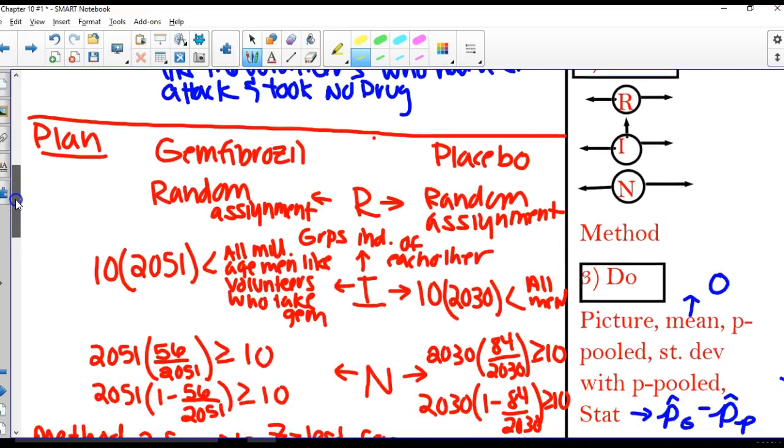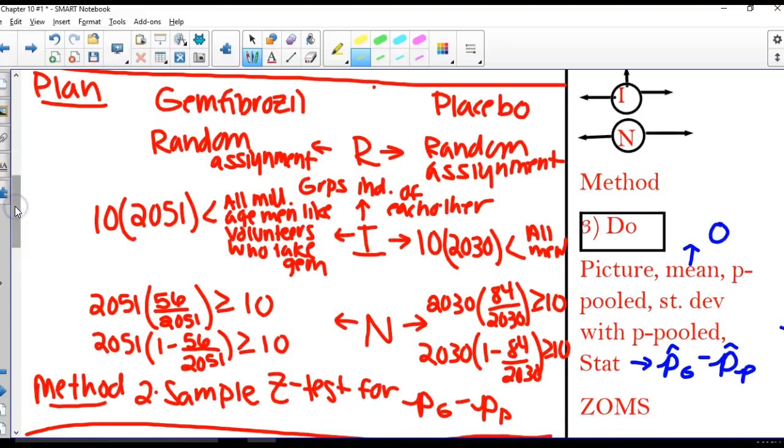The plan step is the same as our interval. The only thing that is different is the two-sample z test for P of G minus P of P. Pause and look over it. If you have any questions, again, write it down, email it to me, or ask someone in the room. Just note that this is my P hat of 1. This is my P hat of 2. Okay? Placebo group here with my cursor.